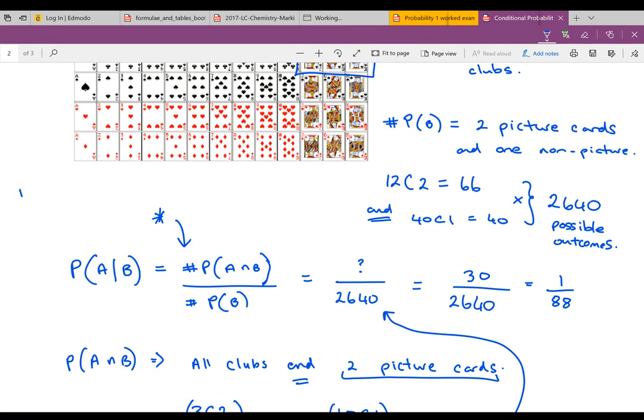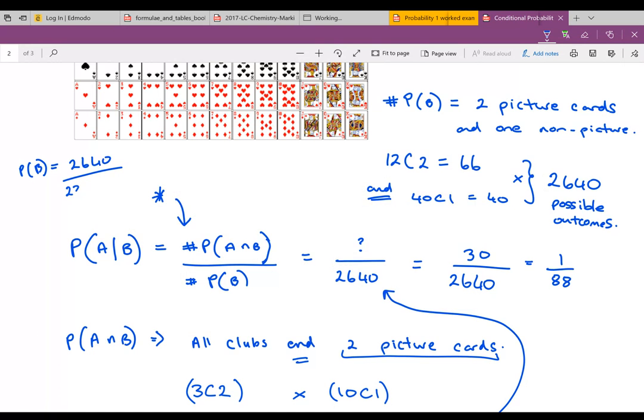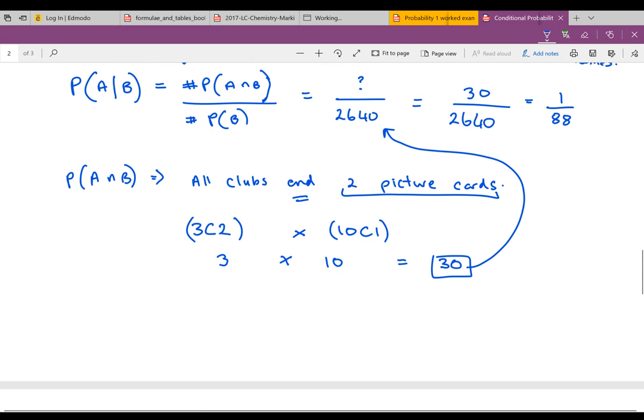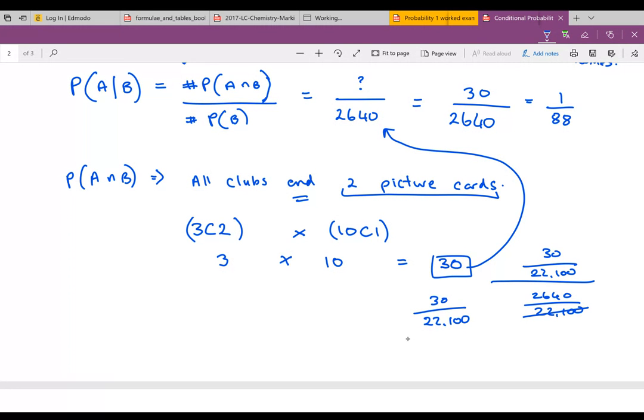So I could say the probability of B is the 2,640 and then put it over 22,100. And it would be the exact same for the 30. There's 30 out of that many outcomes. But what I'll then have is 30 over 22,100 over 2,640 over 22,100. And what will actually happen is the bottom probability will cancel anyway to leave you back with 30 over 2,640.